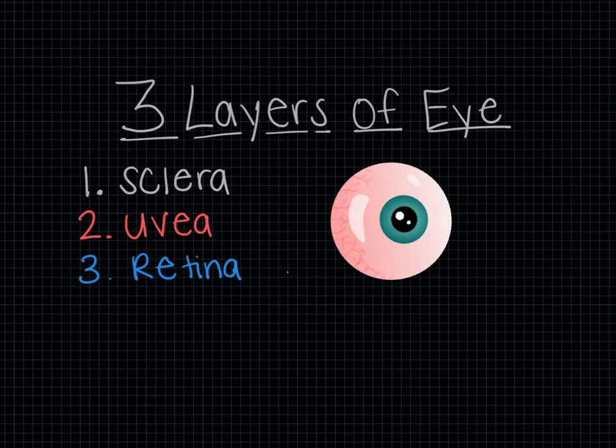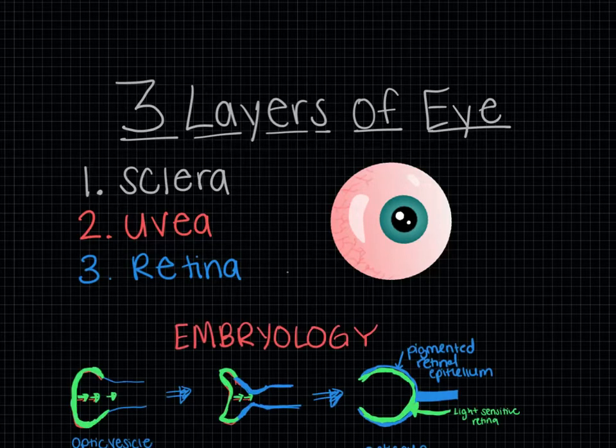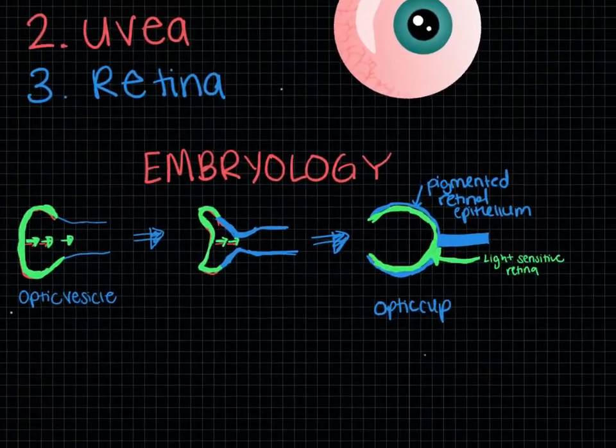So the eye is a G protein gated sensory receptor organ that we use to perceive light. The eye is going to be made up of 3 layers. From outermost to innermost, we have the sclera, the uvea, and then the retina. The retina is actually going to be made up of an inner layer and an outer layer, and we are going to show how that happens right here.